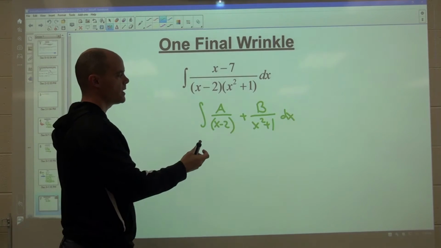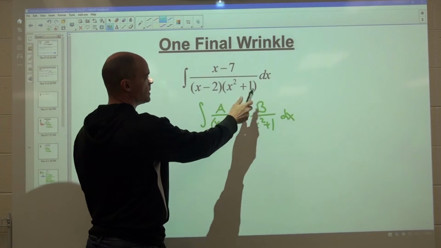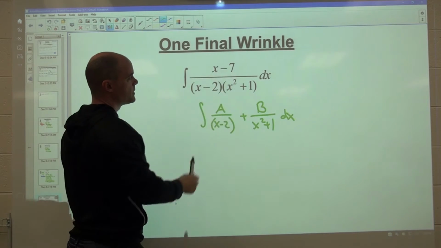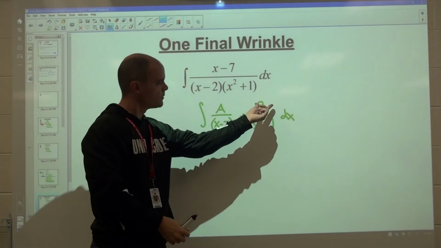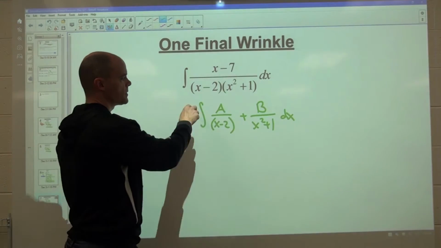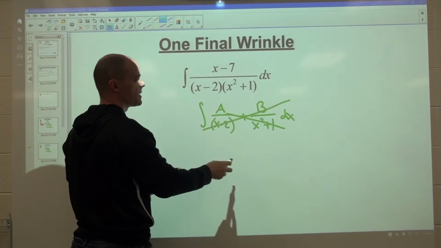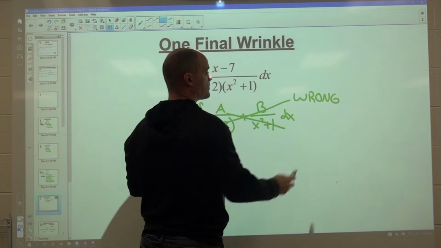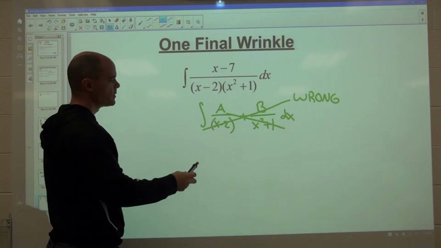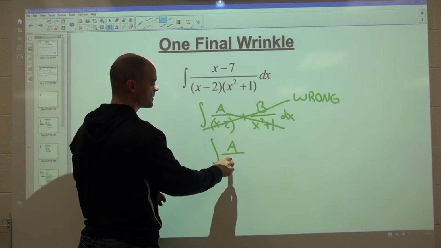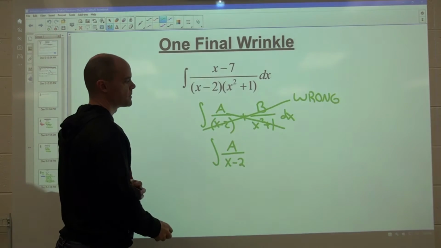If we're going to create a distinct partial fraction, and this quantity is being divided by this quantity, then I need 1 degree of separation to create my partial fraction. So this actually fails. This is not going to work. This is the wrong way to set this up. If I'm 1 degree away, then my first fraction is fine, some constant over x minus 2.